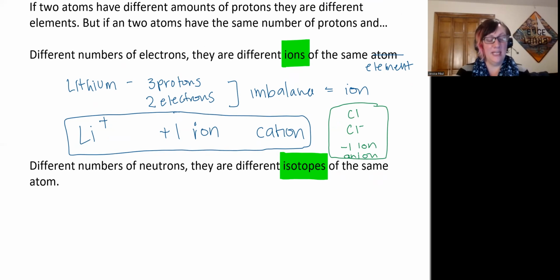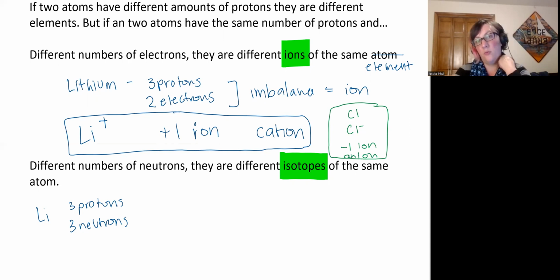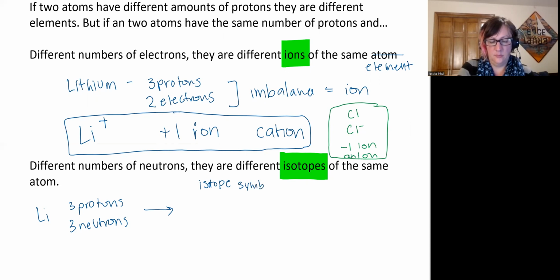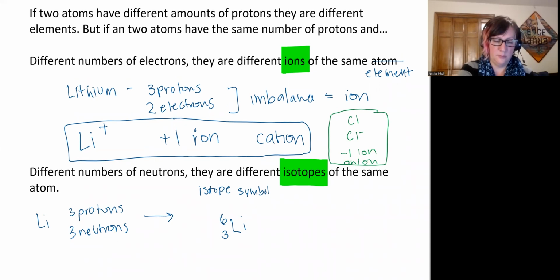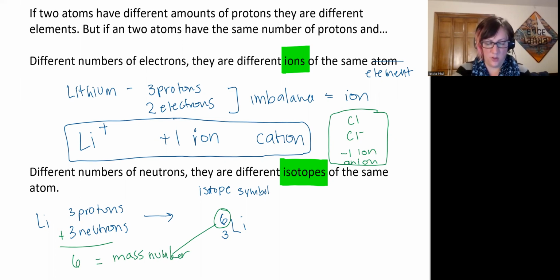If we increase the number of neutrons by 2, we would be changing how much the atom weighs. So an example of this, we had before that lithium had 3 protons and 3 neutrons. We would represent that with an isotope symbol. An isotope symbol will look like this: the chemical symbol for lithium, and we would put the number of protons at the bottom and the sum of the protons and the neutrons on the top. So this 6 right here is this 3 plus 3, and it represents what we call the mass number, which is really just related to the number of protons and neutrons. It's always a whole number.